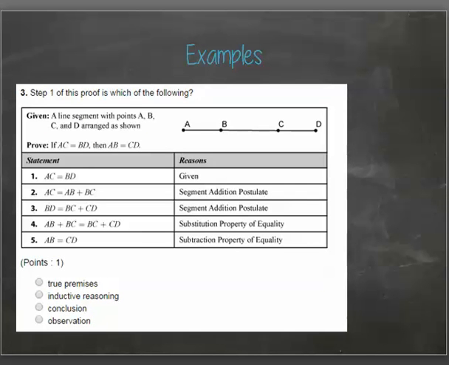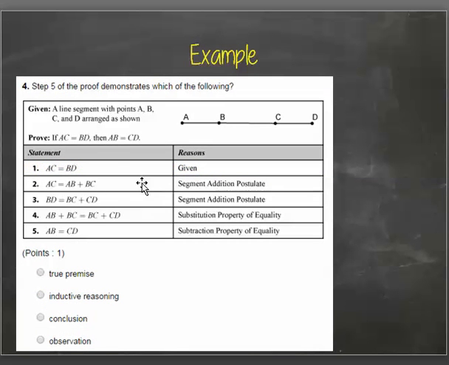Here's another example. It says, in step 1 of this proof, which of the following is it? I'm just going to look at step 1. That's the given piece of information, and the given piece of information we call the true premise. Number 4: step 5 of the proof demonstrates what? So let's look at step 5. I'll highlight it. It's the end of the proof. We're done with the proof. This has finished it out. And what do we call that? We call that a conclusion.